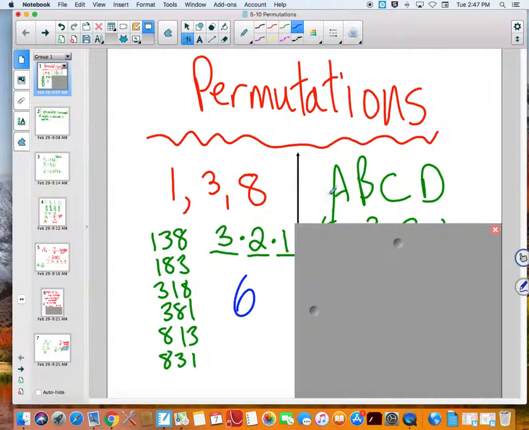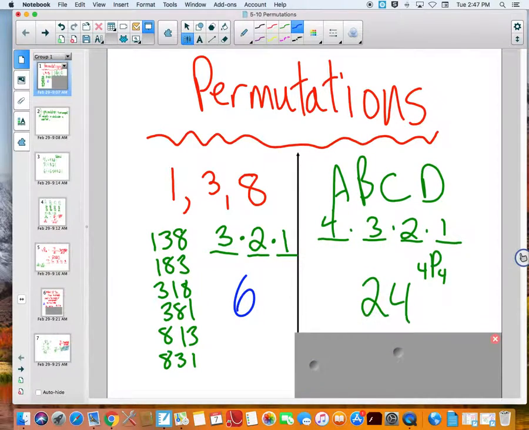Again, with 4, you could still list them out. That wouldn't be too hard for us. So that would be A, B, C, D, A, B, D, C, A, C, B, D, and you could list them out, but again, that's going to be a little time consuming. So we can set these up as permutations.